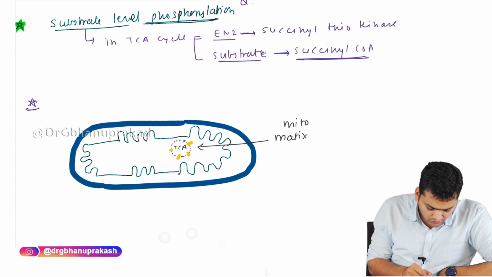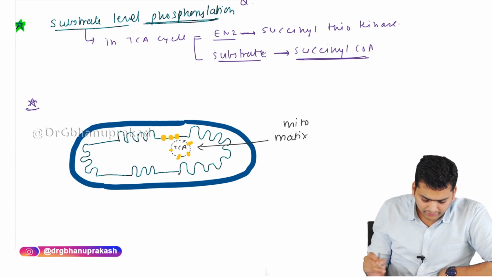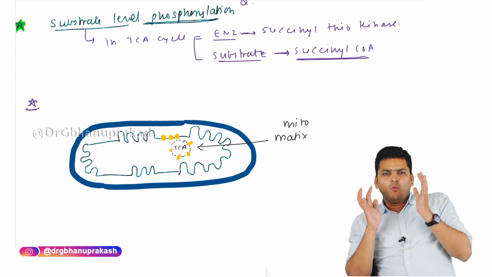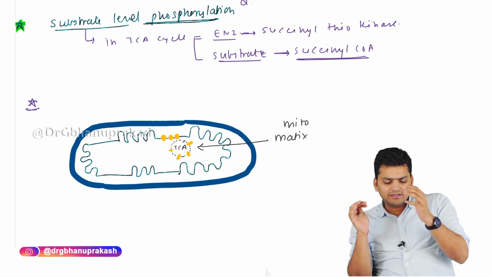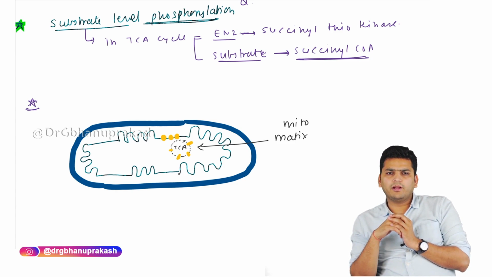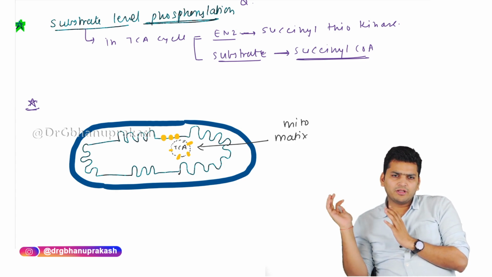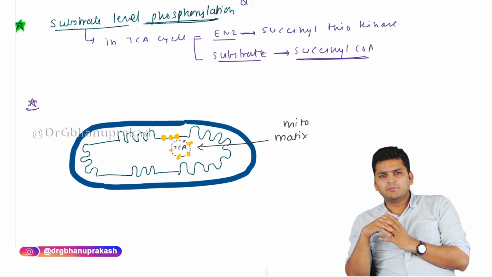Instead, it is found on the inner mitochondrial membrane. And this is what they ask: which enzyme of the TCA cycle is not there in the matrix, instead it is found on the mitochondrial inner membrane. It is not found in the mitochondrial matrix but found on the inner membrane of the mitochondria.